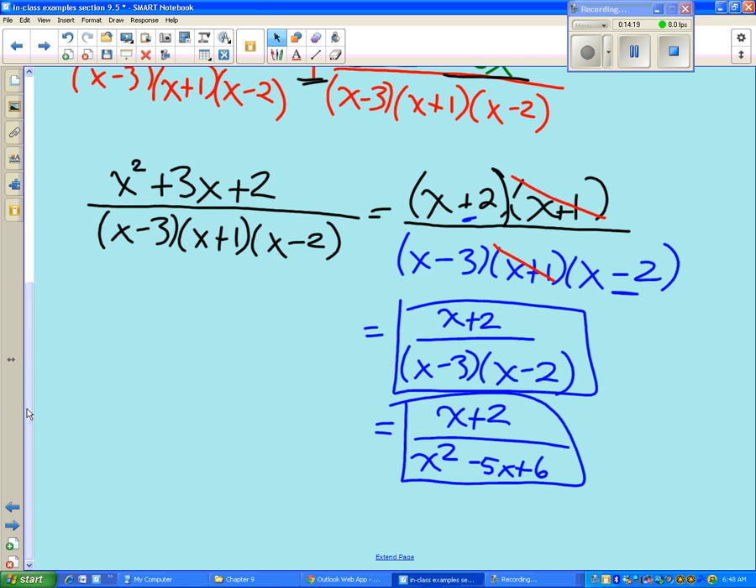Both of them are reduced. That's our work. That's what we have for today.